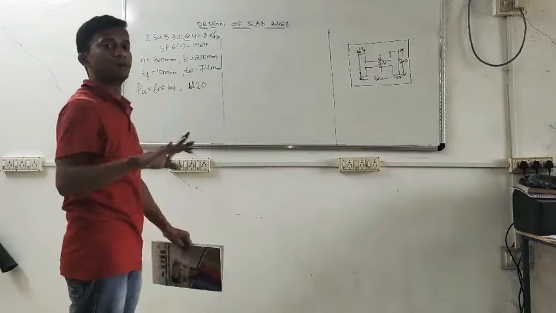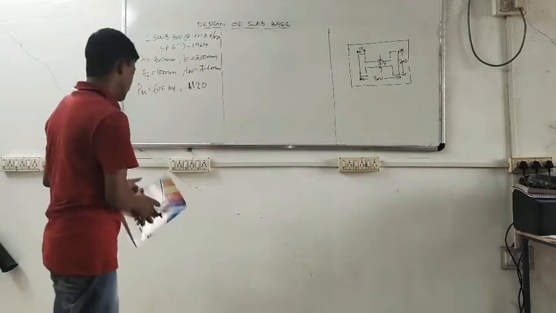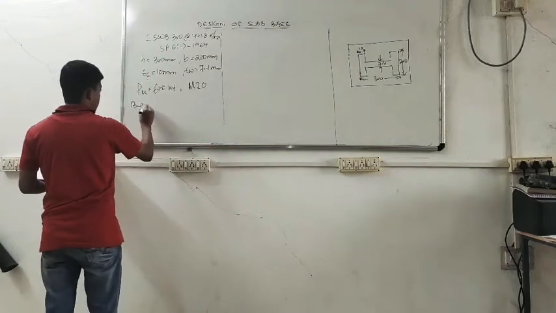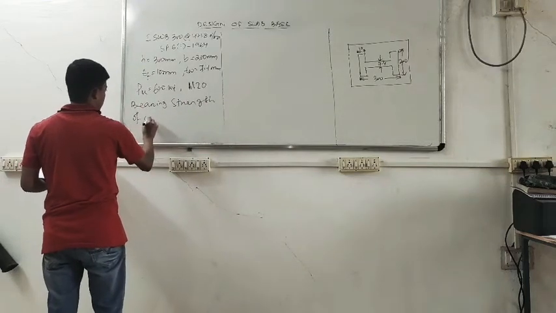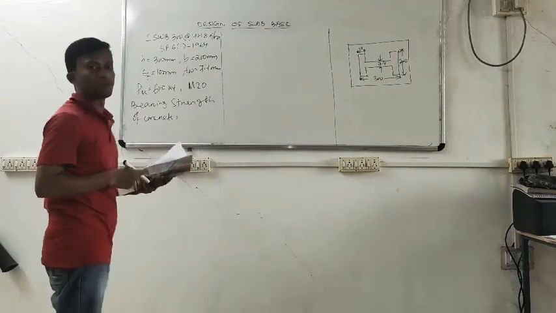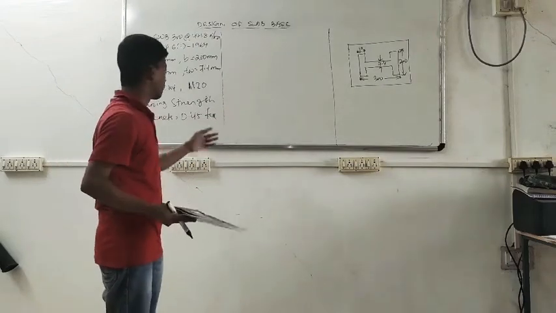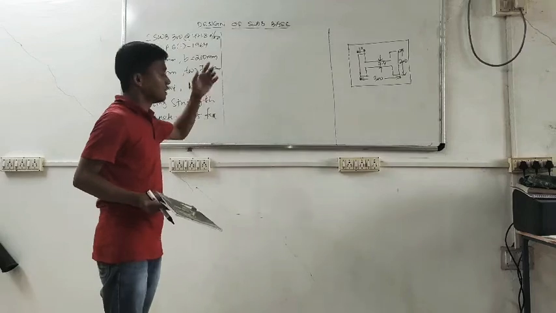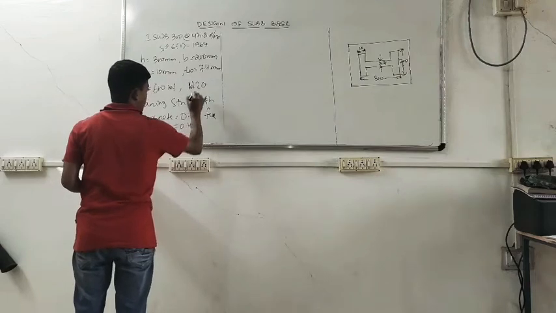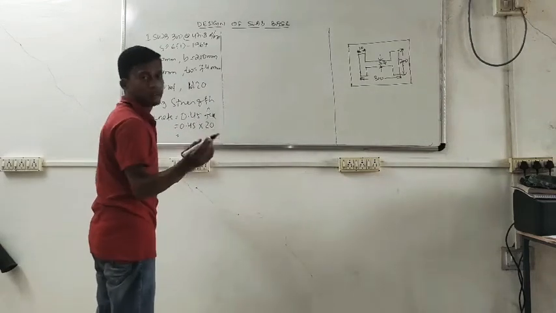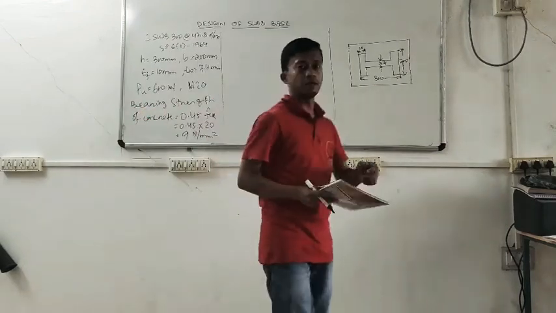The first thing is you have to determine the bearing strength of the concrete pedestal. It follows a certain formula, that is 0.45 fck. Here 0.45 is the factor, and fck is the characteristic strength of the concrete. Here fck given is 20, so 0.45 into 20 gives you 9 Newton per mm square. This is the bearing strength of concrete.